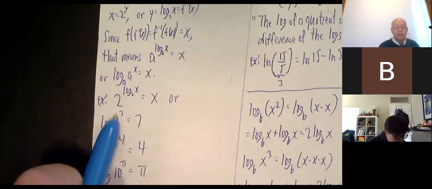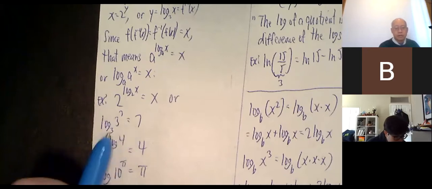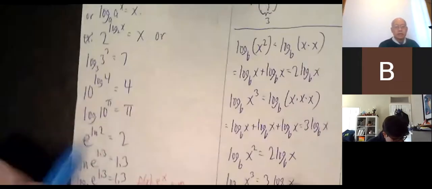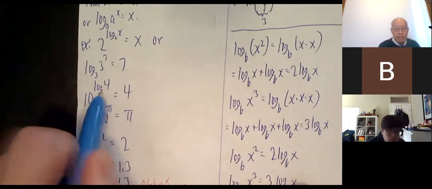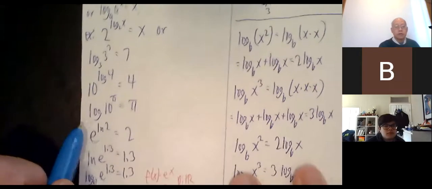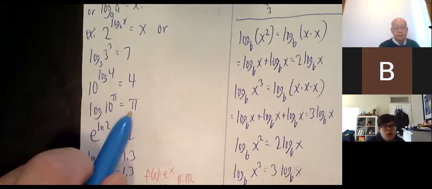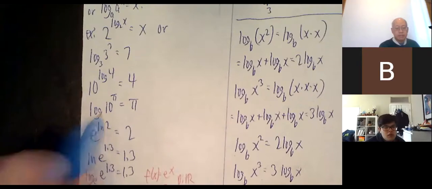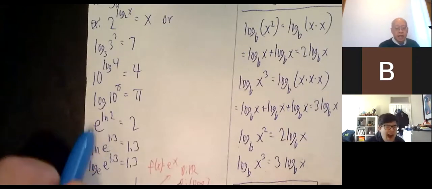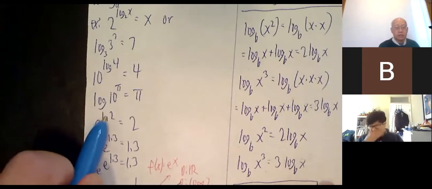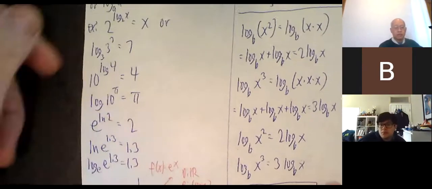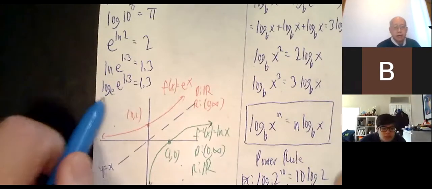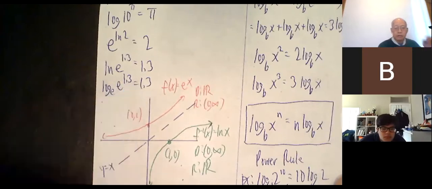Log base 3 of 3 to the 7th, 7. Same base. 10 raised to the log of 4, 4. And that's understood to be base 10. Or log of 10 to the pi, pi. This means base 10. E and ln back to back cancel out. E to the ln 2, 2. ln of e to the 1.3, 1.3. Okay. Again, ln means log base e of e to the 1.3, 1.3.